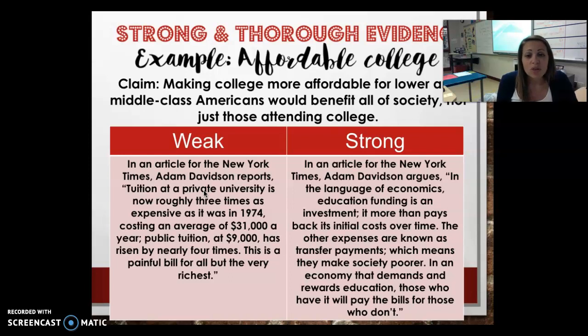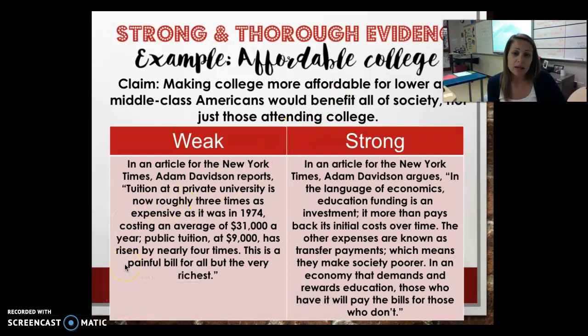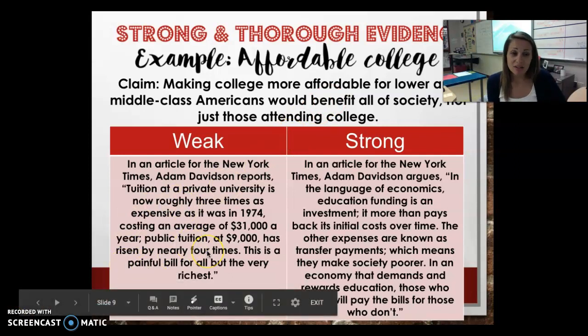So, for this one, our weaker piece of evidence, again, is loosely tied to our thesis, but doesn't directly connect with it because it doesn't directly talk about what would benefit society. It just talks about the cost and how much it has risen. Where our second one, the stronger one, talks directly about how that would benefit society as a whole.